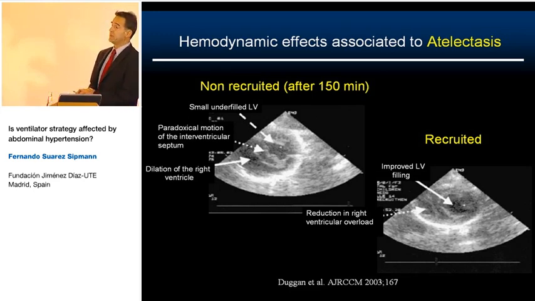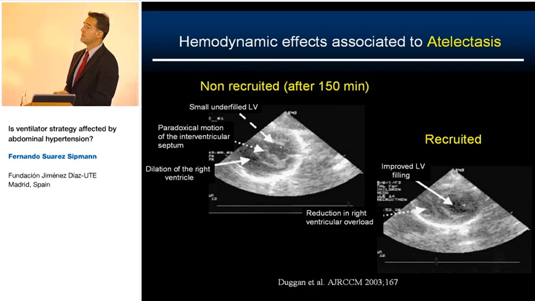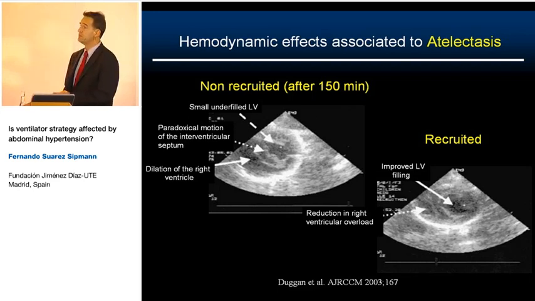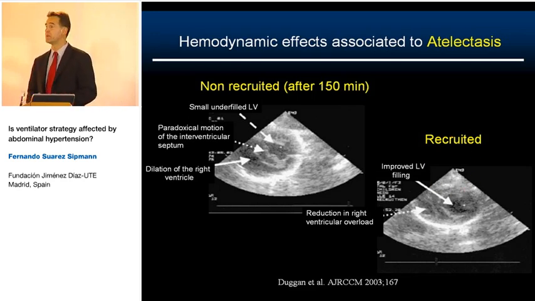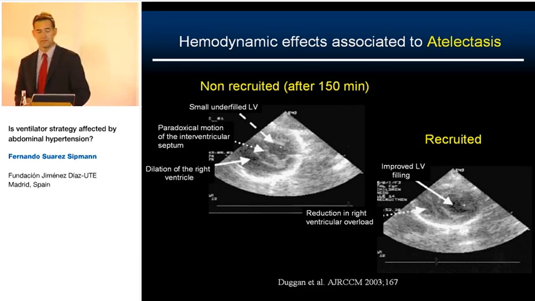They separated them in two groups. One was allowed to collapse, and after 150 minutes, they had a tremendous incidence of severe right ventricular failure that was immediately reversed when the rats were recruited. So collapse tended to worsen the hemodynamic situation of these animals, causing this severe right ventricular failure.